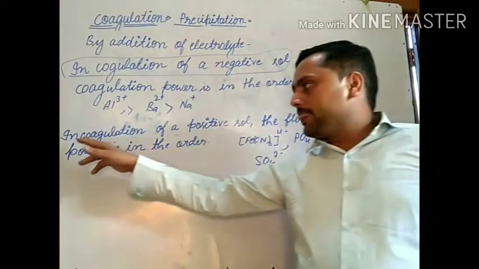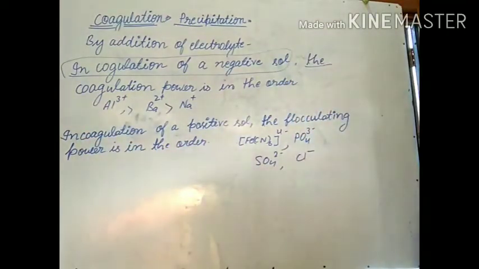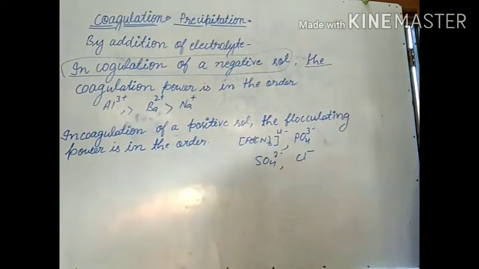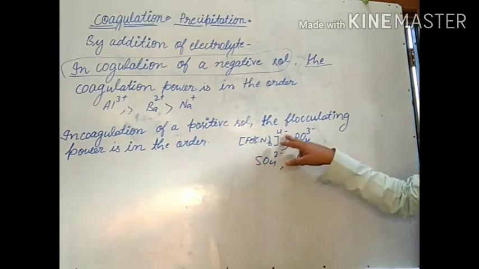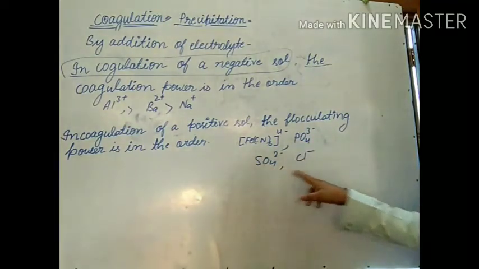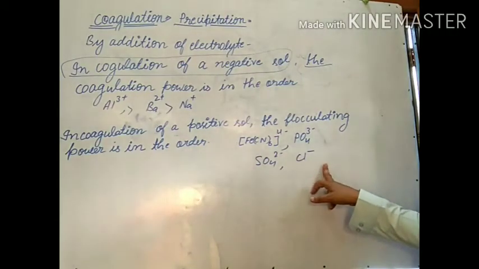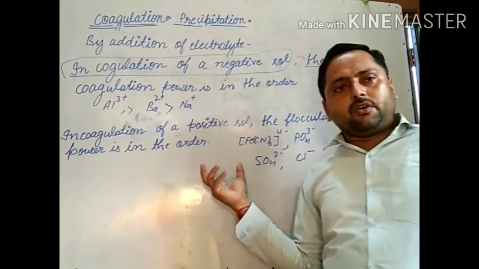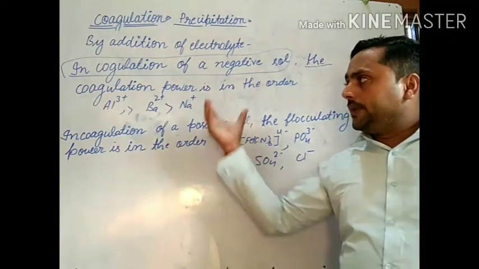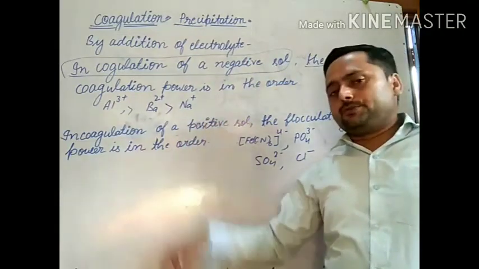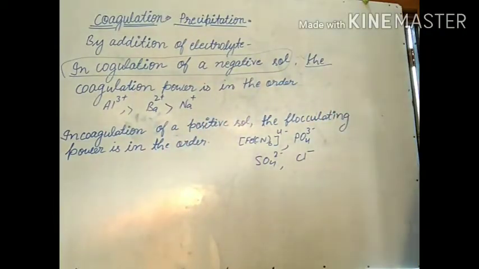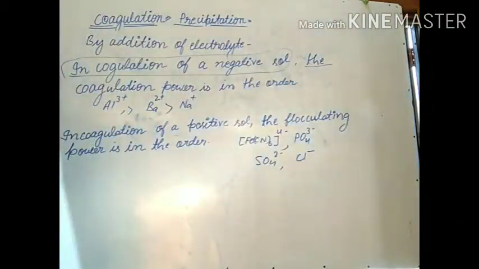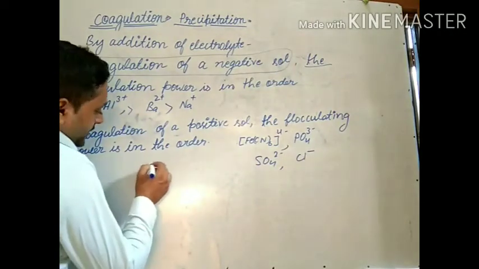If we are taking positively charged sol, the flocculating power is in the order like this: 4 minus, 3 minus, 2 minus and 1 minus. It is a very important question, and very important for all of you, for your competition and for your board also. So we can say directly the valency of flocculating ions is directly proportional to the coagulation power.